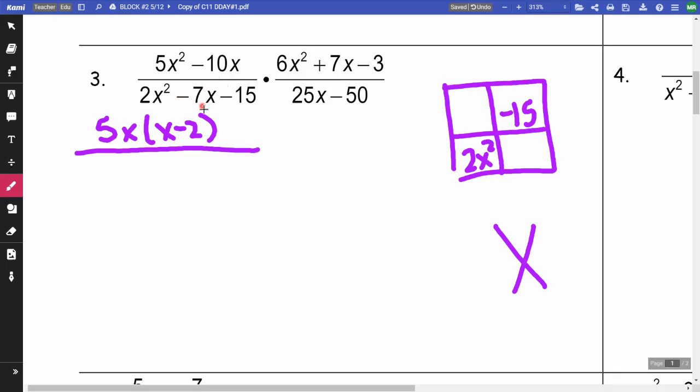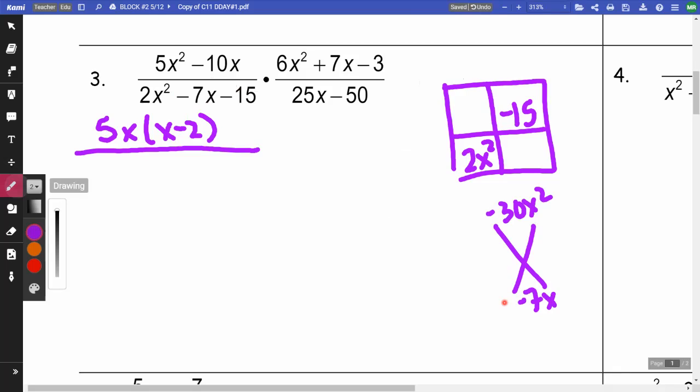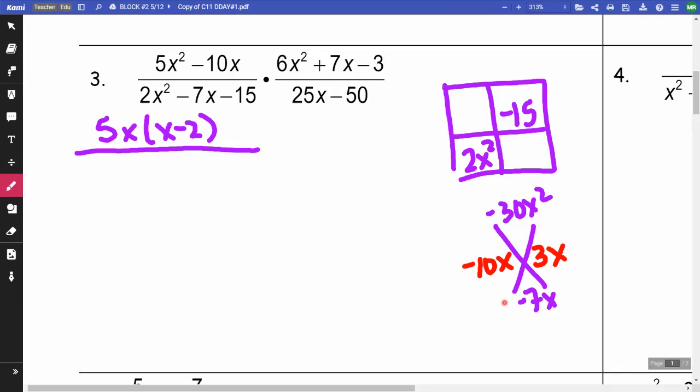So since it has to multiply to a negative 30x squared, because that's what I get when I multiply across here in the diagonal, it also has to add to this negative 7x, and that's going to go here. And then you try to figure out what multiplies to a negative 30x squared and adds to a negative 7x, and then stick it in your box. I will do this part as an example, but I personally am not going to be using this method when I'm doing these. So looking at this, I'm thinking that this is going to be a negative 10x and a 3x. And so I'll put a negative 10x and a 3x.